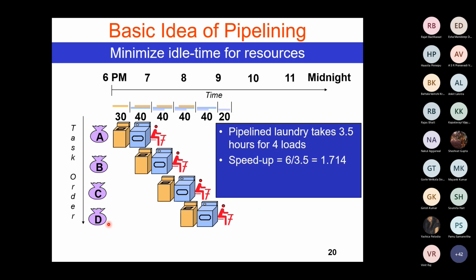So what is the speed up? In the previous case, we required 6 hours. Here we need 3.5 hours. So there is a speed up of 1.7. So from this example, what do we learn? First of all, let me ask you a question.